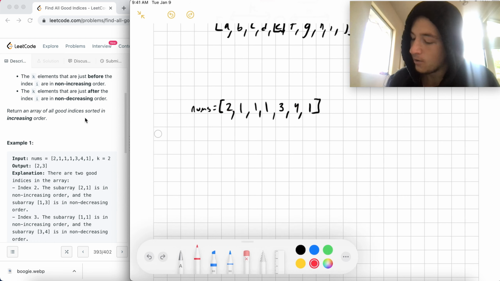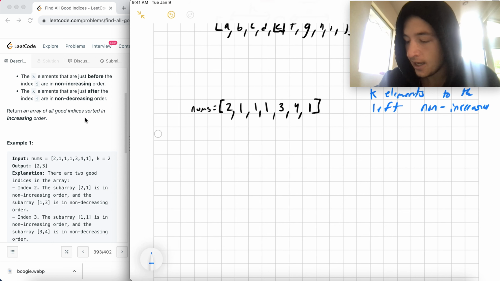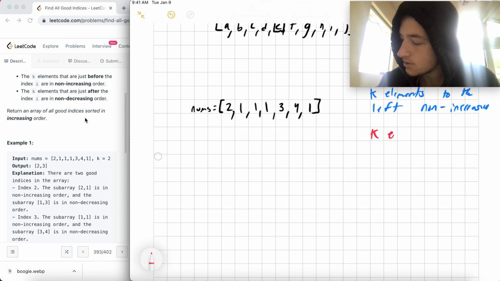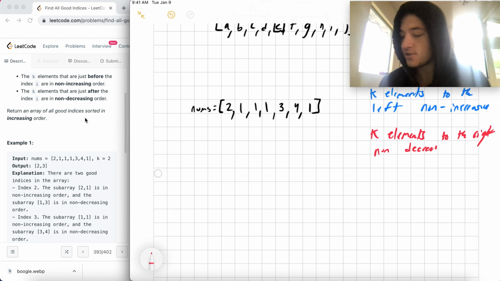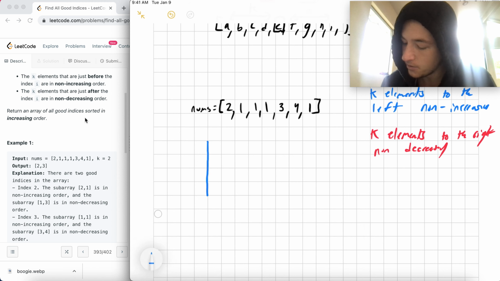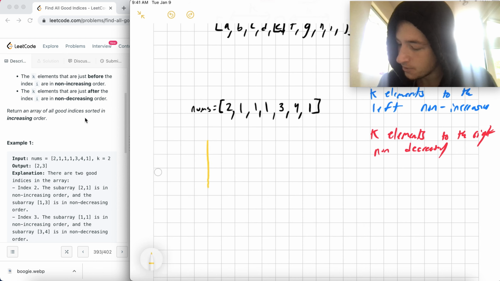Now, the conditions are pretty simple. K elements to the left non-increasing, and k elements to the right non-decreasing. Since these are all kind of small, it can be helpful to just draw this out as a graph, just to help you visualize.